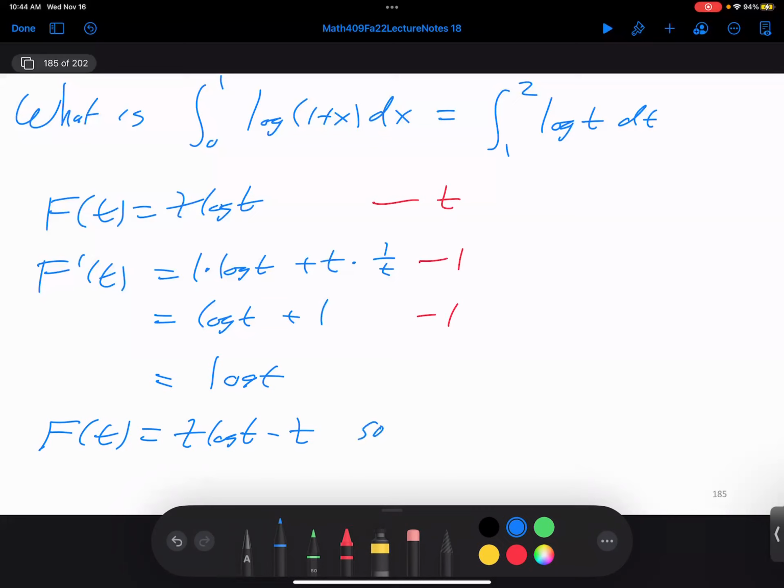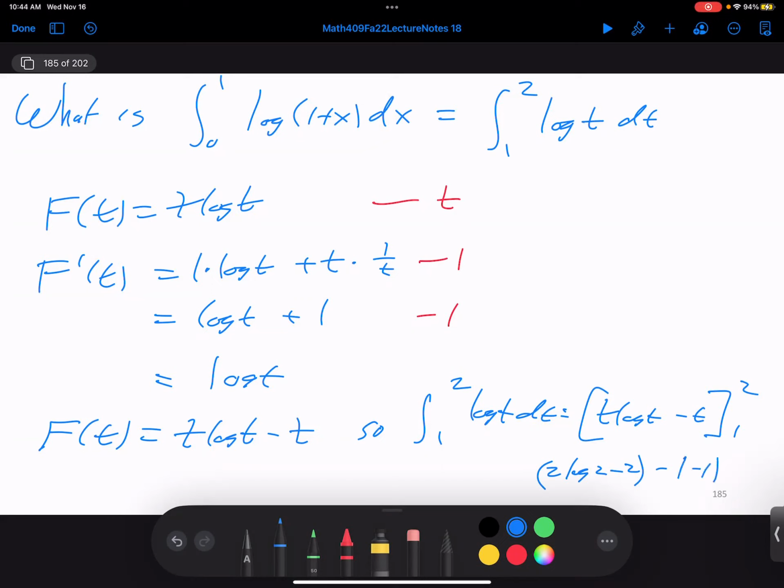So the integral from 1 to 2 of the log of t dt is just going to be t log t minus t evaluated at 1 and 2. So it's 2 log 2 minus 2. Now, what's the log of 1? 0. So it's just going to be minus negative 1. So it is 2 log 2 minus 2 plus 1, which is minus 1, I think. So I think that would be the answer.